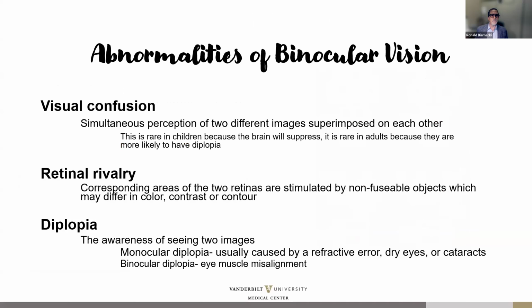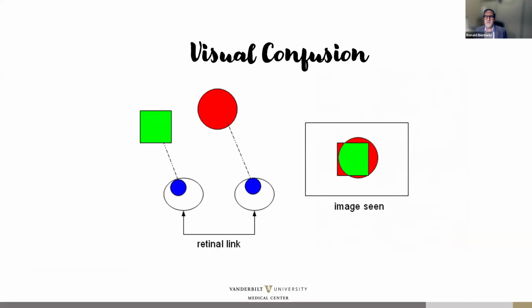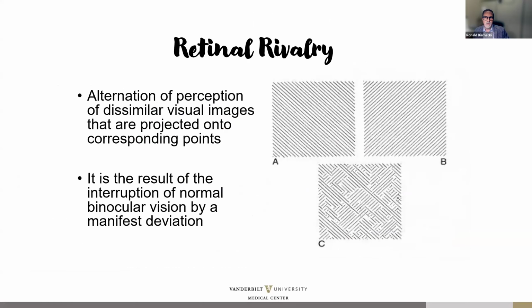We also have abnormal binocularity or binocular vision, which are visual confusion, retinal rivalry, and diplopia. Visual confusion is a simultaneous perception of two different images. They're superimposed on each other. This is rare in children because the brain will suppress, and it's rare in adults because they are more likely to have diplopia.